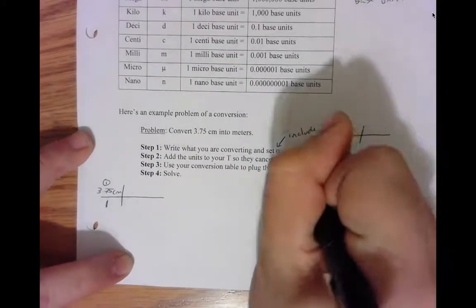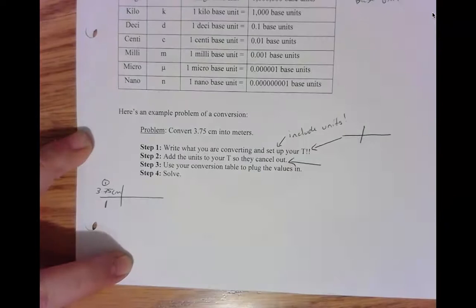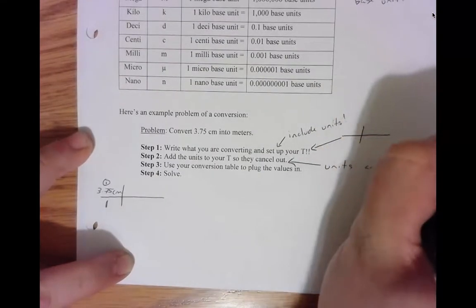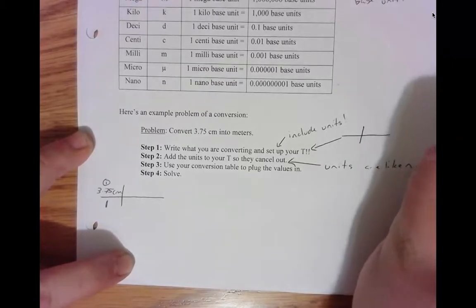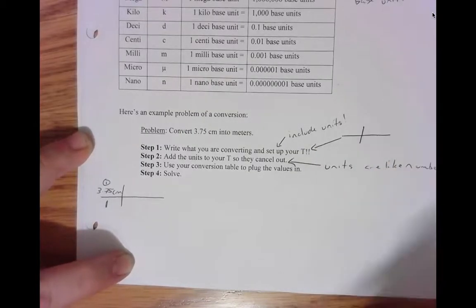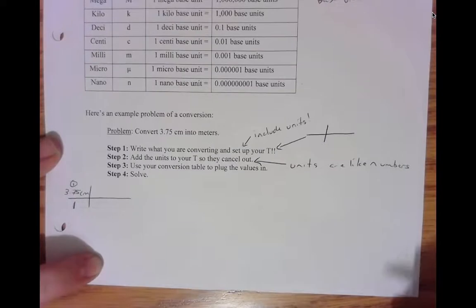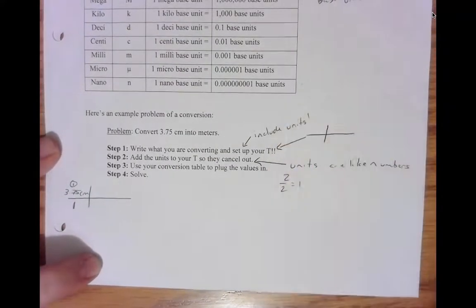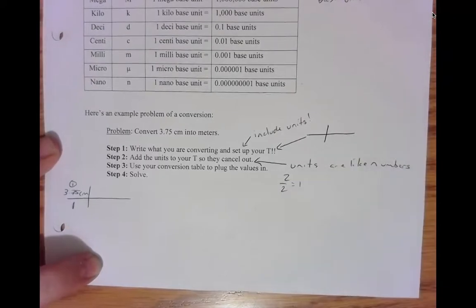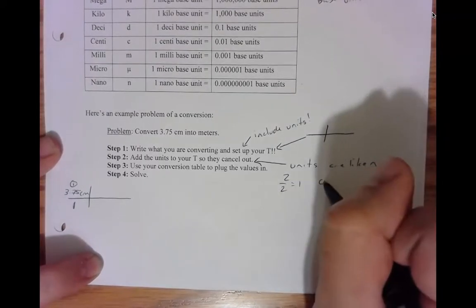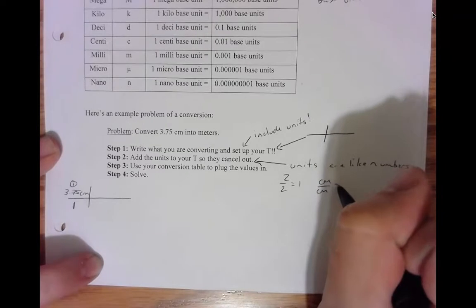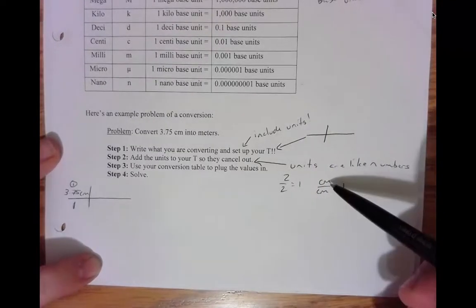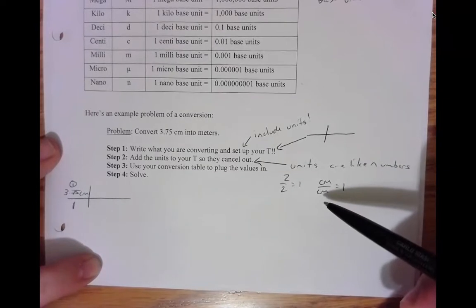One thing that's worth noting for step 2 is units are like numbers the way they cancel out. So we know that 2 divided by 2 equals 1. What you see is anything divided by itself equals 1. It's the same thing with units. If we want our units to cancel out and equal 1, we need to have some centimeters in the numerator and some centimeters in the denominator.